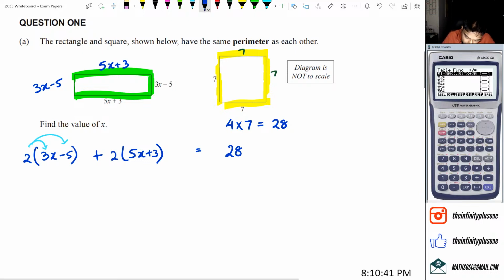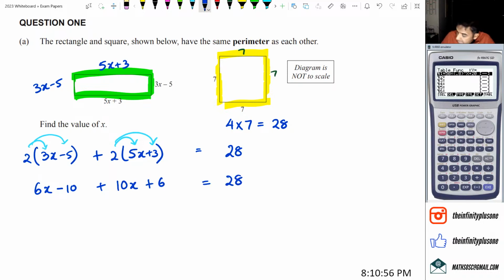So we're going to multiply 2 times 3x, which is 6x. 2 times minus 5 is minus 10. Plus, we've got 2 times 5x, 2 times 3, which means we've got 10x plus 6. And all of that is equal to 28.